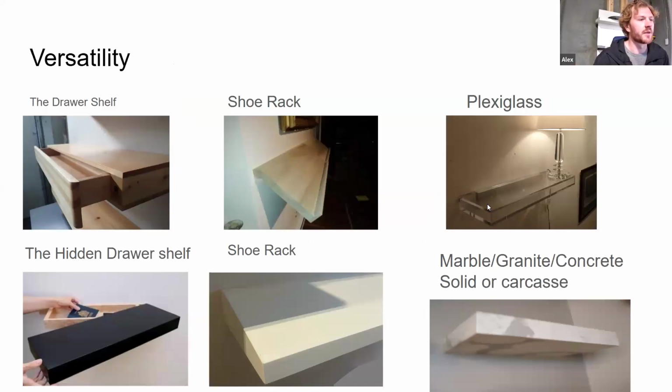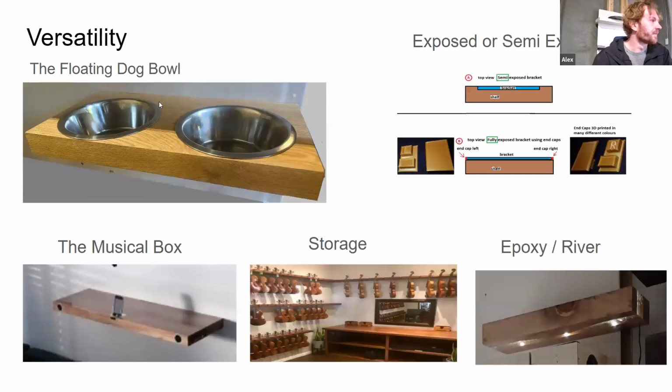Again, drawer shelves, right? Something like a plexiglass shelf, which again demonstrates how you can really even just use plexiglass as the backing as long as you're using the appropriate hardware there. You can do something like a dog bowl shelf. Again, the prongs would get in the way otherwise, right? For something like that.